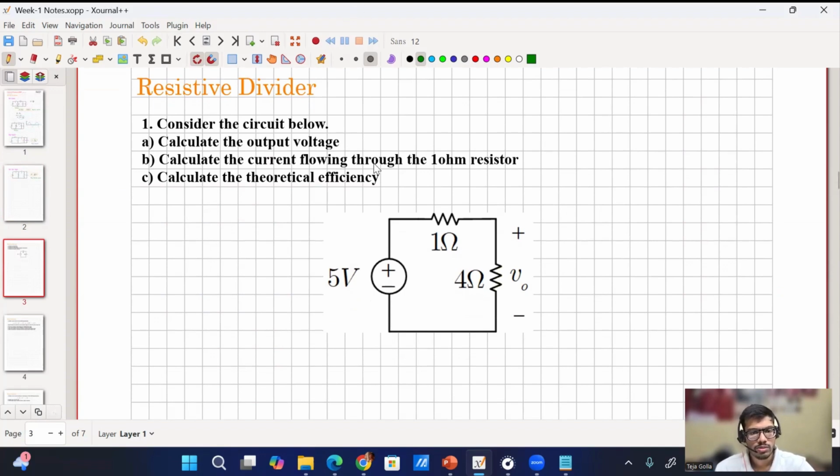Okay. So I'll read out the question. You may start solving also. So consider the given circuit. It's basically a resistive divider. So what will be the output voltage, and what will be the current flowing through the 1 ohm resistor, and what will be the theoretical efficiency, output by input?